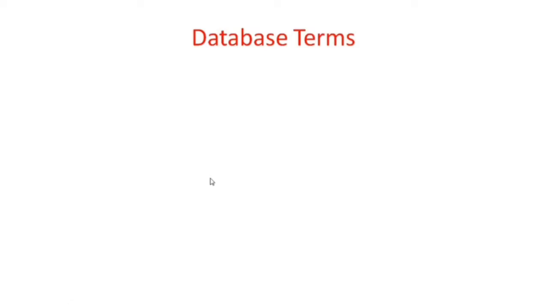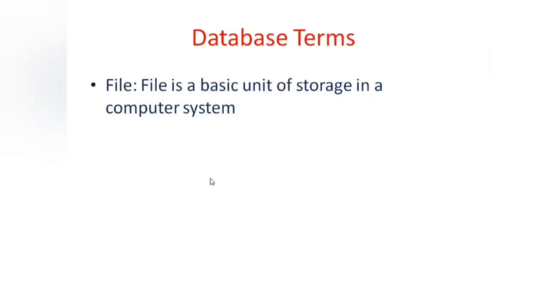Okay, in today's class, let us learn what are the terms that we could see in database. You already know that database is a vast collection of information where it contains a number of files in it. So basically, what is a file? File is any basic unit of storage in the computer system. It can be Word file, Excel file, PDF file, any sort of file. The data will be stored in the form of ones and zeros inside the file.